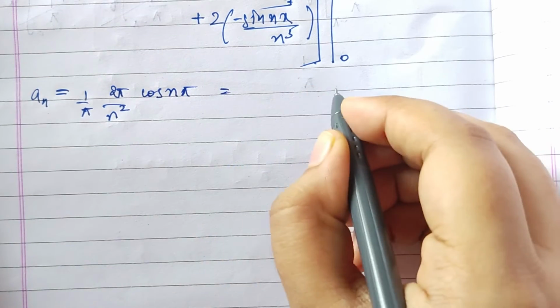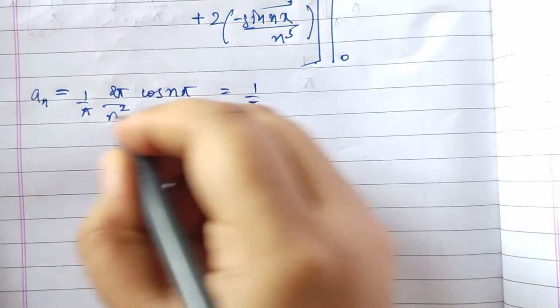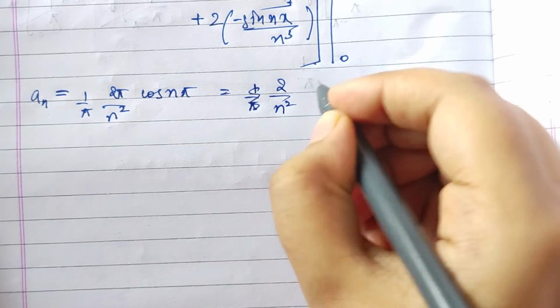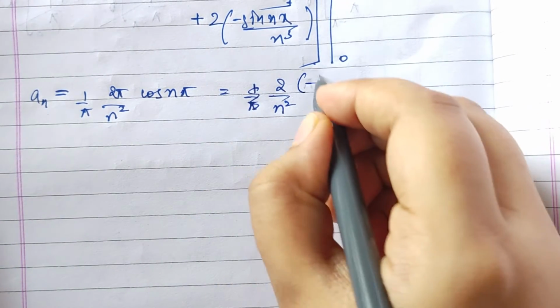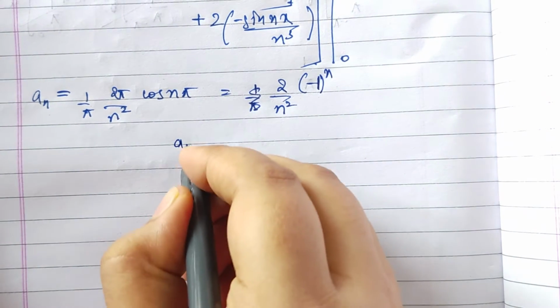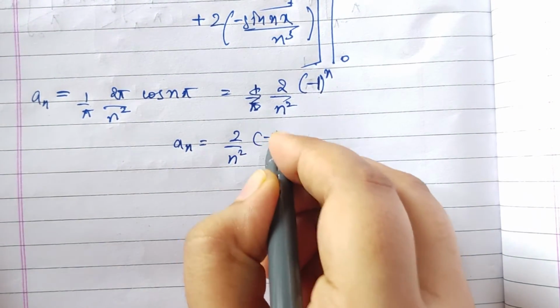Cos n pi is equal to minus 1 power n, right? So that's nothing but pi and pi gets cancelled. So it's 2 by n square into 1 minus 1 by n. So an comes out to be 2 by n square into minus 1 power n.